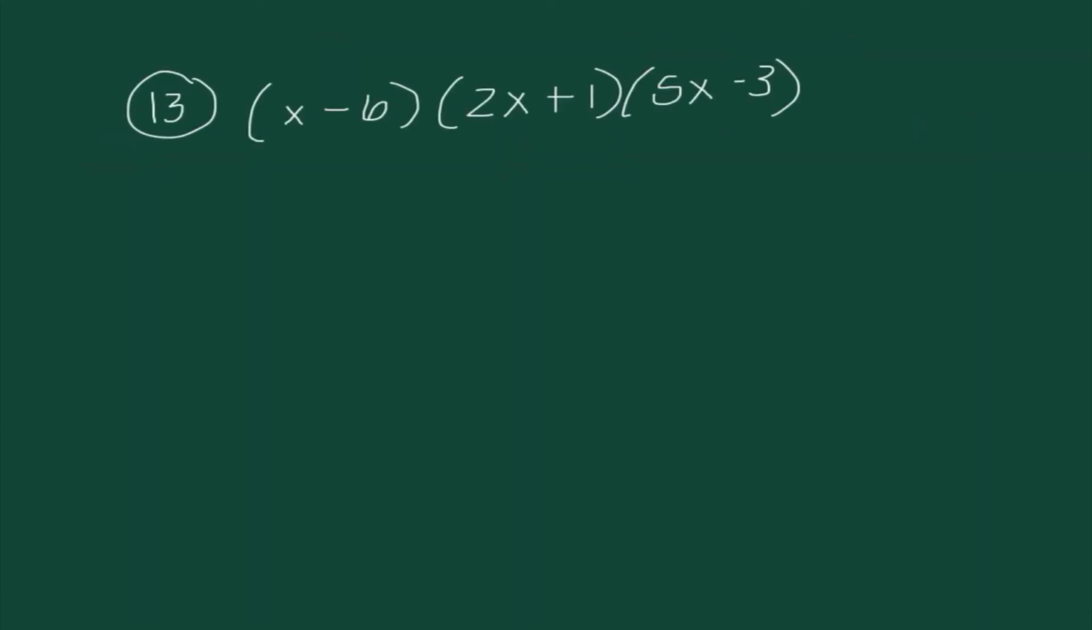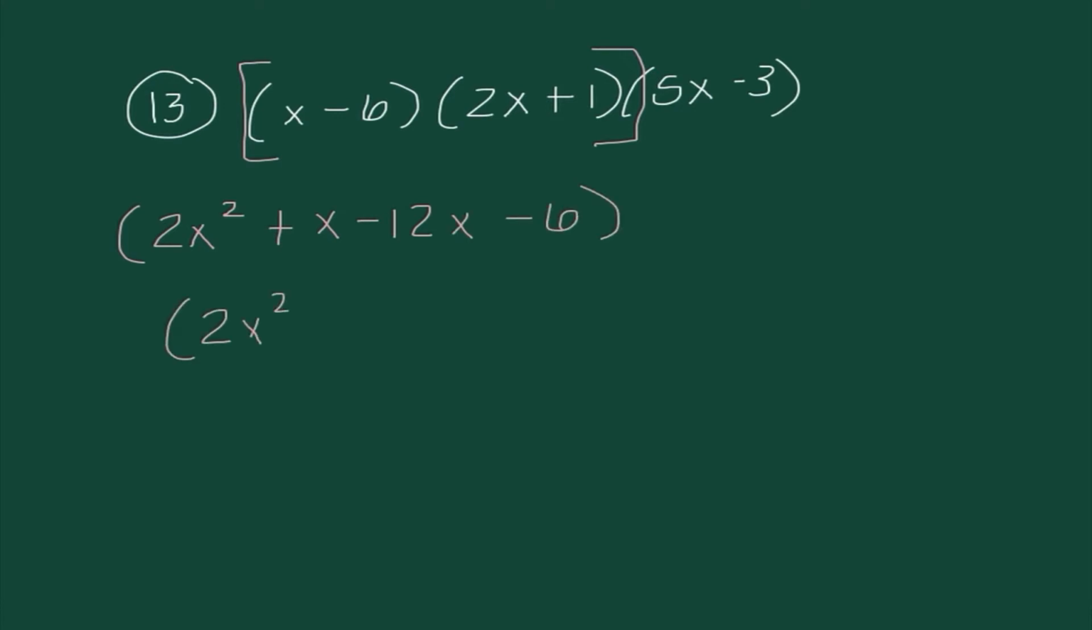The other major polynomial operation that we dealt with was multiplication. So I chose number 13 where I have 3 binomials. And what I'm going to do is I'm just going to choose 2 of them to start out with. And I'm going to go ahead and FOIL this so I get 2x squared plus x minus 12x minus 6, which is actually 2x squared minus 11x minus 6 times 5x minus 3. So I'm just choosing 2 of these binomials to start with, and I'm multiplying them together.